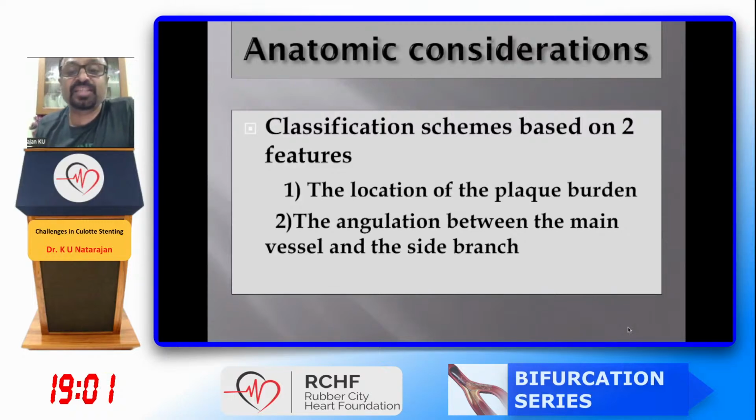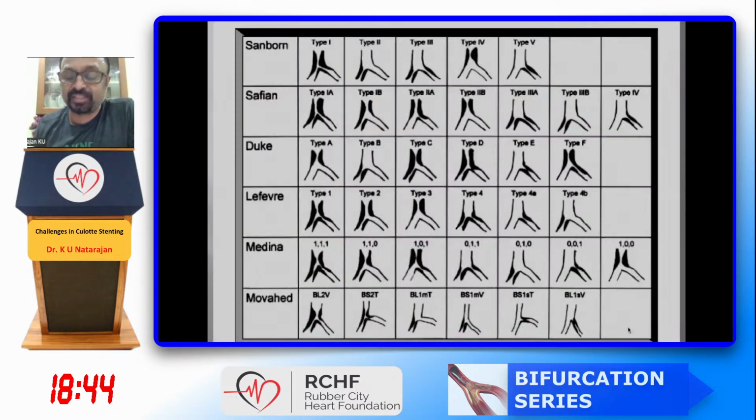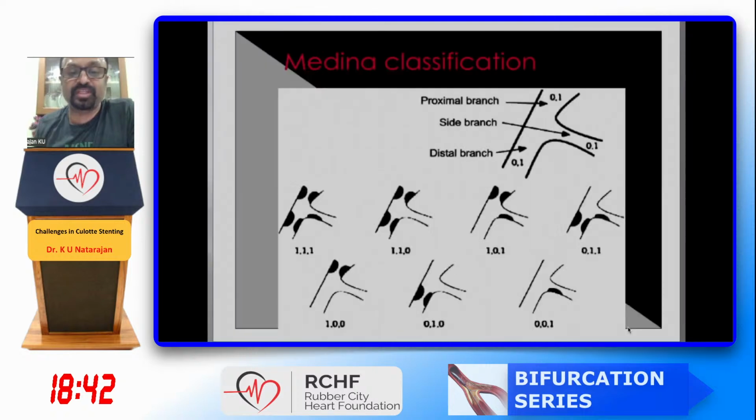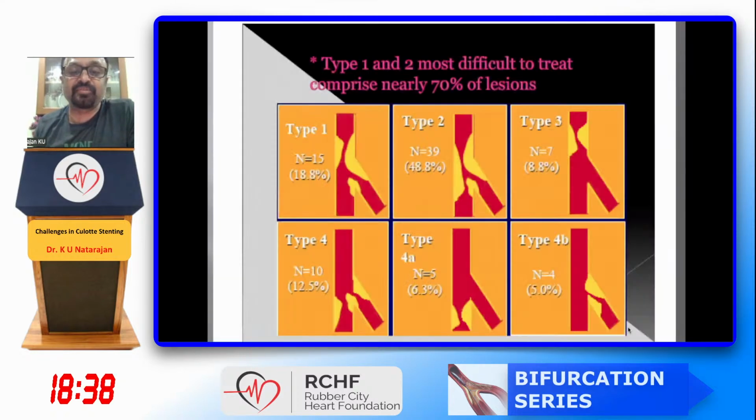The classification schemes are based on two features. One, the location of the plaque burden in the main vessel before the bifurcation, and involvement of the side branches after the main vessel proximity. And the angulation, the distal angulation between the distal main vessel and the side branch. These are the various classification systems. We won't go into the details. And this is the most often quoted Medina classification.